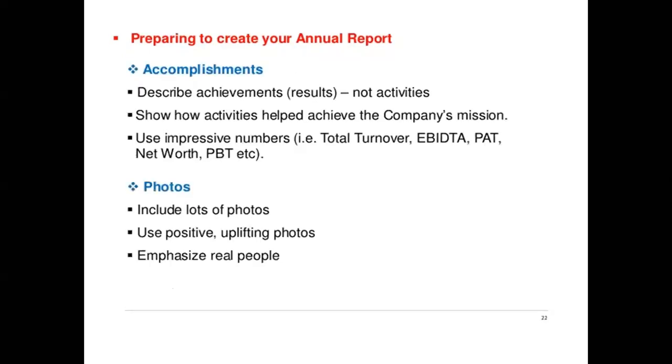Then accomplishments: describe achievements, some results you needed to achieve, and some activities you wanted to, leaving out activities not required. So those achievements that are important and that you wanted to mention, that you have gained, that's basically your success story. Show activities that help achieve the company's mission. It's not only about mentioning the achievements in your annual report, but also the related activities that helped.